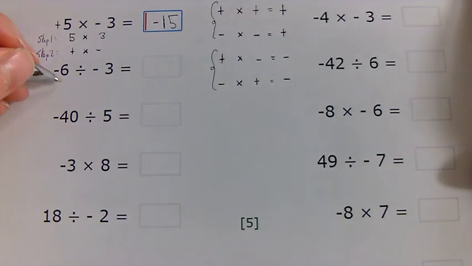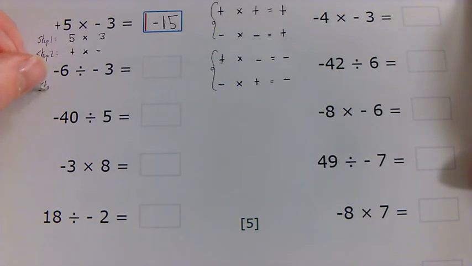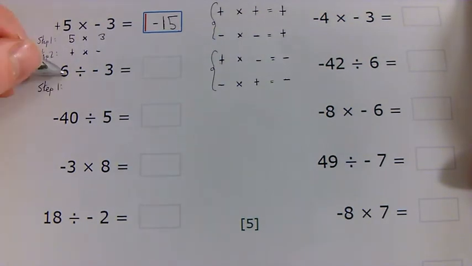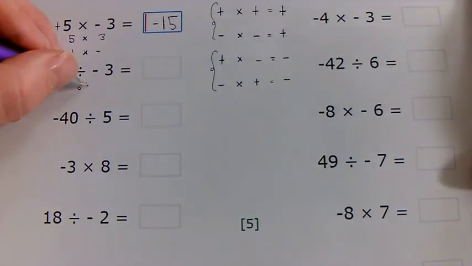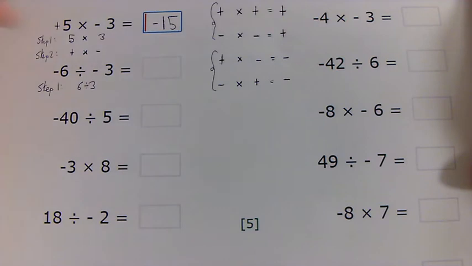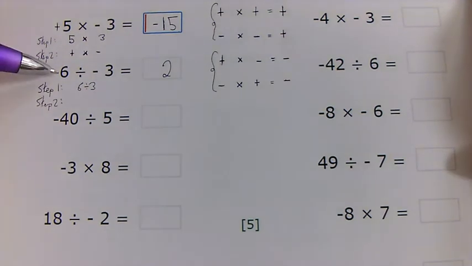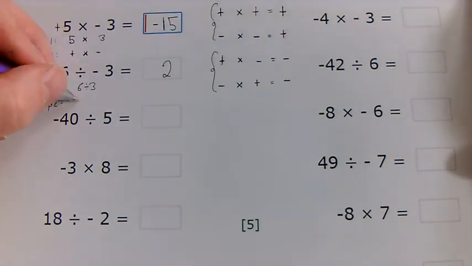On to the second one. This time I'm dividing, and it's a negative divided by a negative. So step 1, I'm just going to focus on the digits. It's a 6 divided by 3. 6 divided by 3 is a 2. Step 2, which is your new learning. Negative divided by a negative.